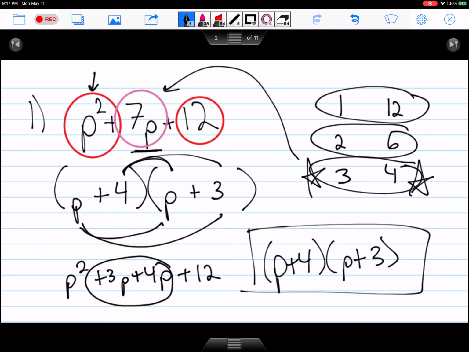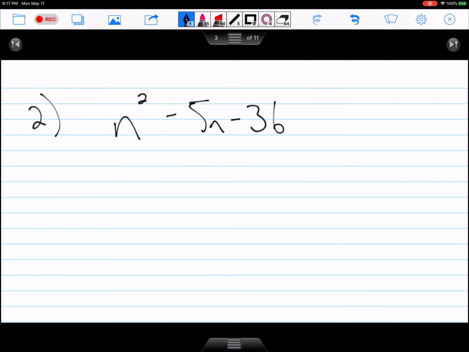And it's pretty much solved for a quadratic. We don't need to worry about that right now, but just so you know. So again, let's focus on this first term, n squared. I know I'm going to get this into two binomials. So I have to have n times n to get my n squared.